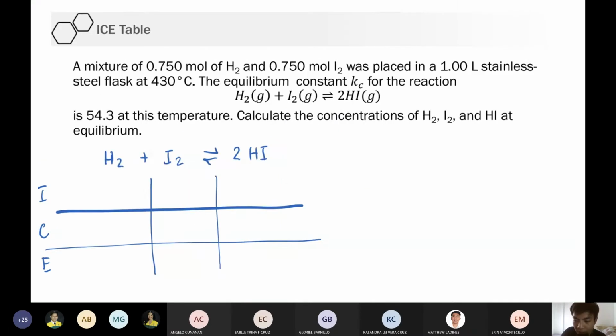Okay, balik tayo sa problem. Ano yung initial concentration ng ating species? Basahin natin yung first sentence. Andun kasi yung sagot. So sabi dyan, a mixture of 0.75 mole of H2 and 0.75 mole of I2 was placed in a 1 liter stainless steel flask. Ano yung lalagay mo dyan? Sir, sabi doon yung mole. Edi yung mole ilalagay ko. Hindi. No, hindi pwede yon.